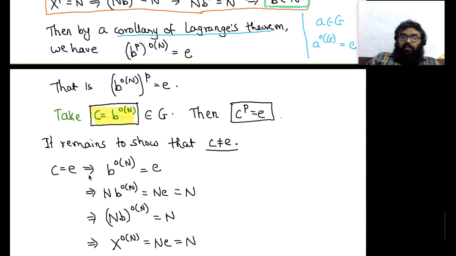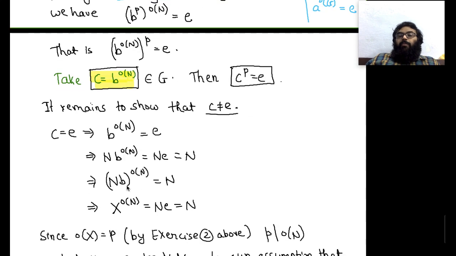Suppose c is identity, that means b power order n is identity. Take the coset both sides. So n b power order n equals ne equals n. But n b power order of n equals nb multiplied order of n times. So nb raised to order of n equals identity. nb is nothing but x. So x raised to order of n equals identity n, that is the identity of G quotient n.